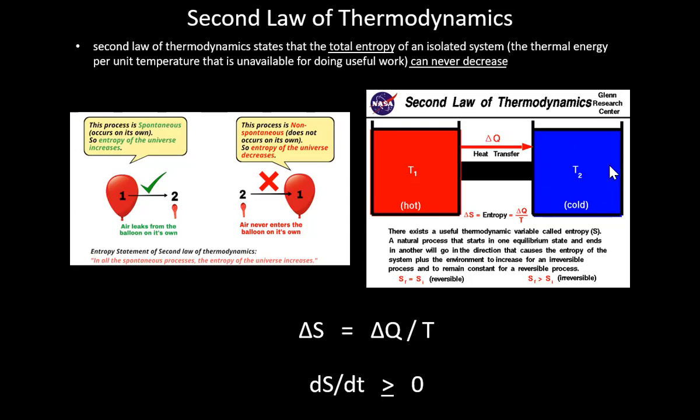This cold sink, this blue box, is gaining the same quantity of energy. That's what the delta Q is, the same quantity of energy, but it's at a lower temperature. So as a fraction, it's a higher number. So the increase in entropy of this cold sink outweighs the decrease in entropy of the hot sink, like I said. So this dS over dt, this is kind of calculus notation.